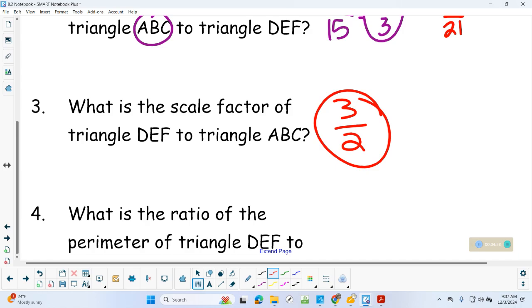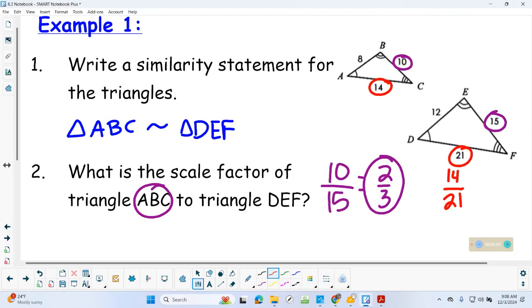Okay, what is the ratio of the perimeter of triangle DEF, and I'm off the screen there, to triangle ABC? Okay, we gotta go back to the pictures. We need a little work here. Perimeter, how do you find perimeter of anything? Add up all the sides.